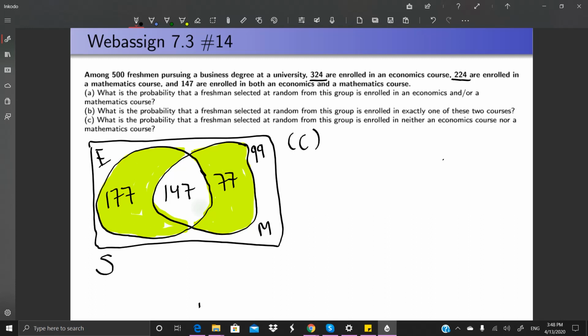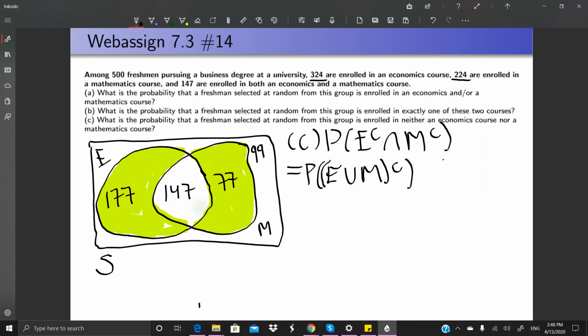is saying that we want to find the probability of not in econ and not in math. That's what it means in neither nor. It means not in one and not in the other. If we were to use De Morgan's laws, so this equal sign here, I'm using De Morgan's laws. It's the same thing as saying the probability of E complement intersect M complement, which you can write as E union M, and then the whole thing complement.